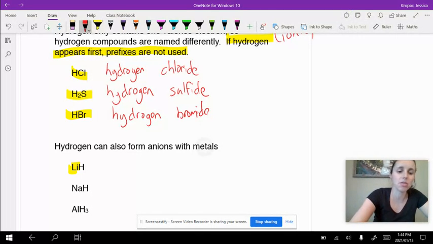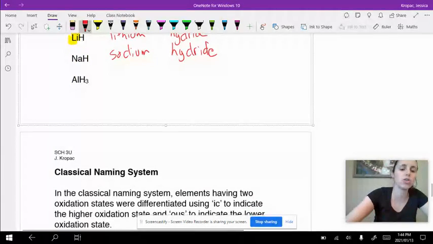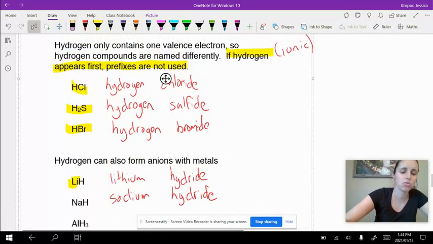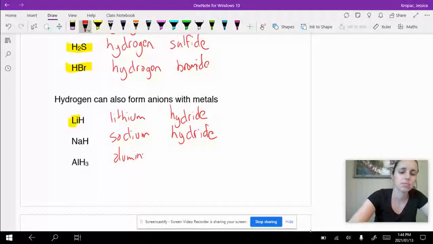So here I'm just going to write what I see, lithium. And if hydrogen is second, hydride. Or here I have sodium, so sodium. Hydrogen is second, hydride. Or here I have aluminum, so aluminum is first. Hydrogen is second, so hydride.